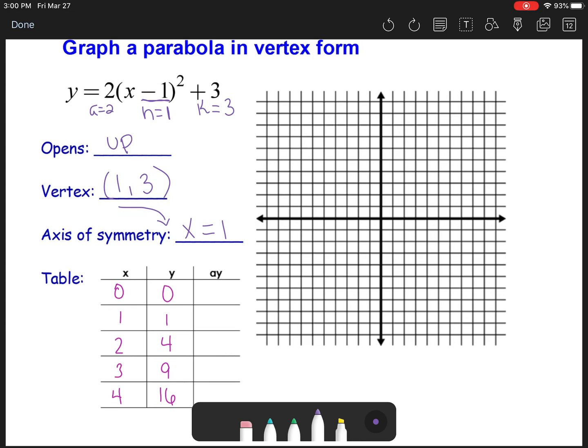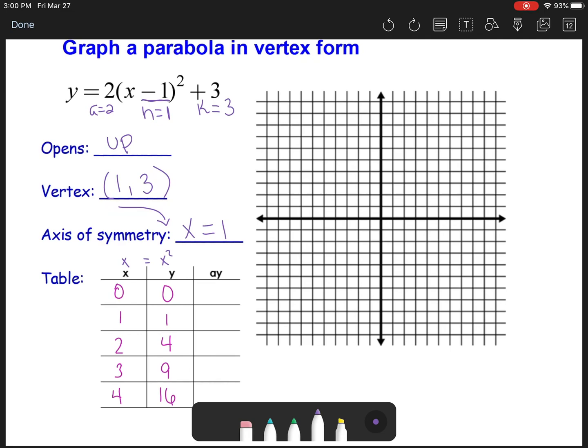And then the table, this is the same table we used when we were graphing standard form, our x, y table. So remember, we always use those same values for our x column and our y column. x is equal to x squared, right?